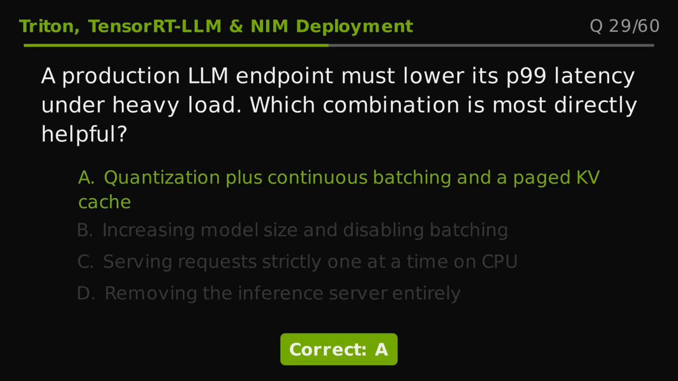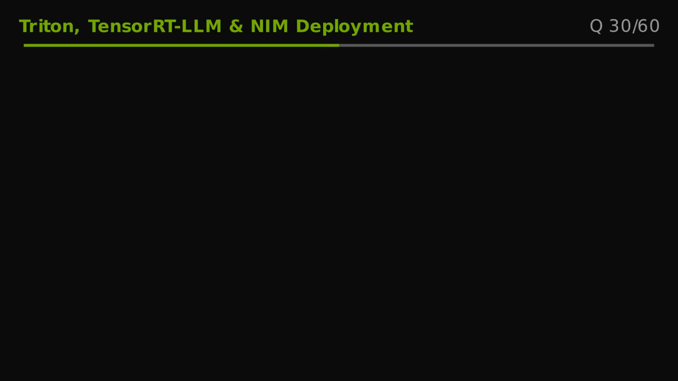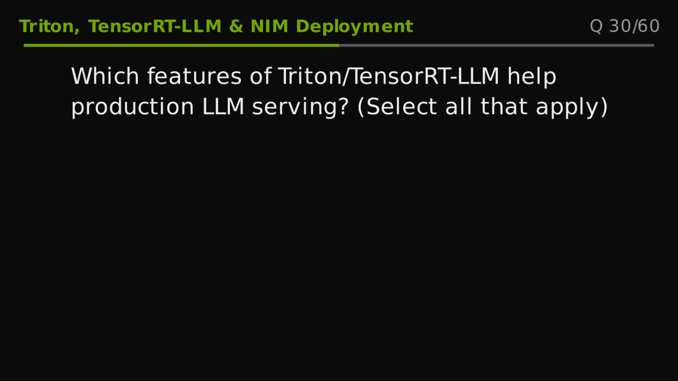The correct answer is A. Lower precision quantization, continuous batching, and efficient KV cache paging, as in TensorRT-LLM, raise throughput and cut tail latency under load.